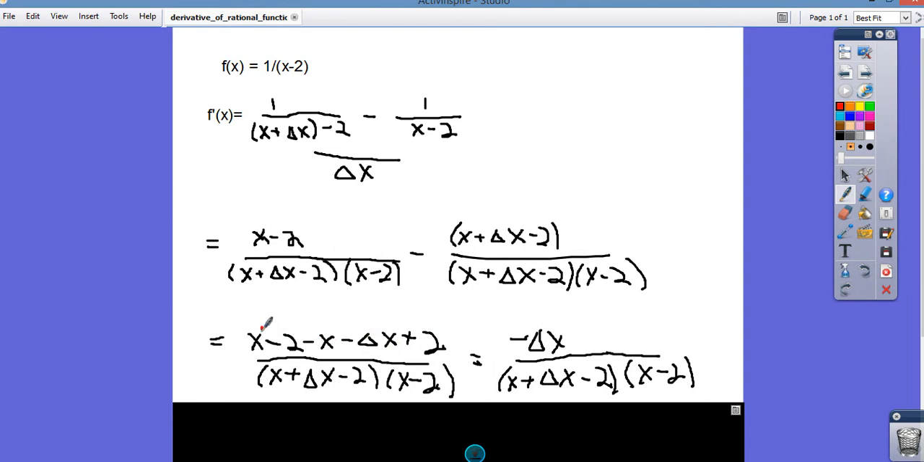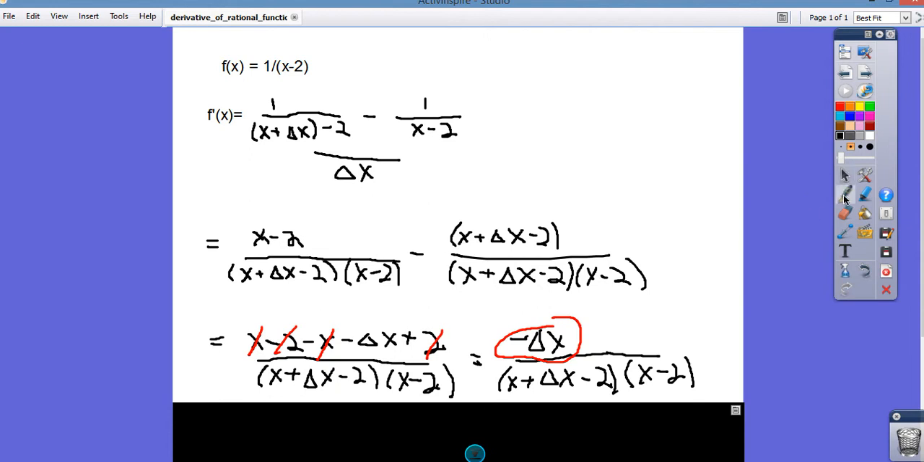Notice it's x minus x. Those go away. We have a negative 2 and a positive 2, and we're left with negative delta x. Okay, so in our rush yesterday, here's what threw us off: we were saying, well, what's the limit now as delta x goes to 0? And we were finding this to be 0, and that didn't make sense for this problem. So we don't want to find the limit as delta x approaches 0 just yet.